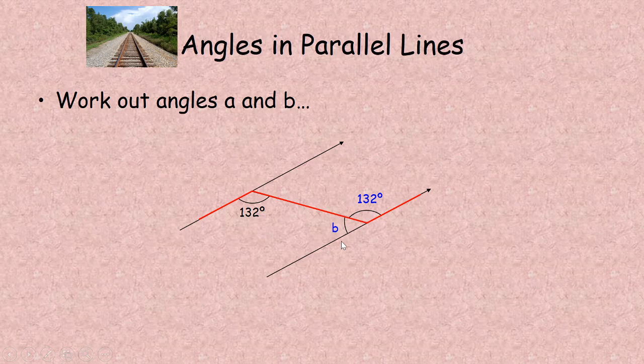And then we've got to apply some previous knowledge that B is on a straight line with 132. So B is whatever we add to 132 to make it up to 180. So B is 48. Okay, you might want to copy that down and annotate it.